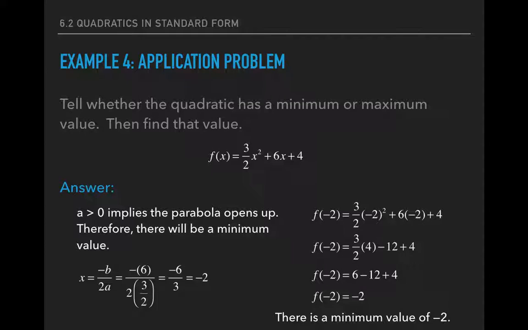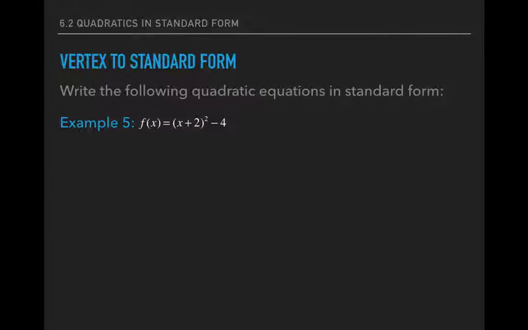All right. Something else I want you to be able to do is, given vertex form, write it in standard form. So how would we go about doing that? Well, standard form requires that you have each term by itself: the squared term, the linear term, and the constant. So we're going to rewrite this, because x plus 2 squared is the same thing as x plus 2 times x plus 2.